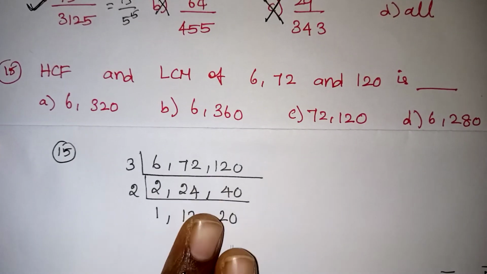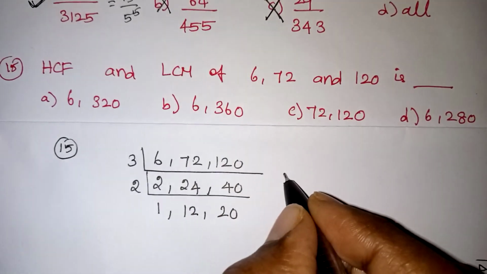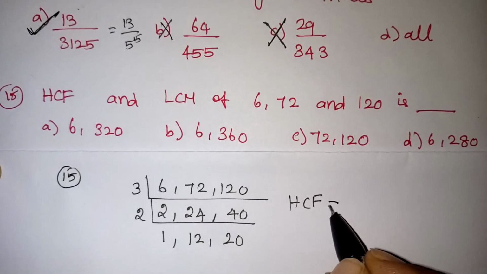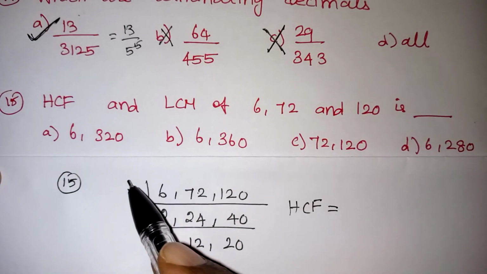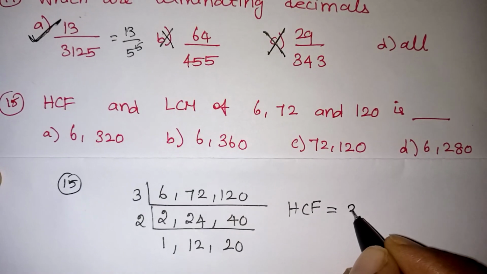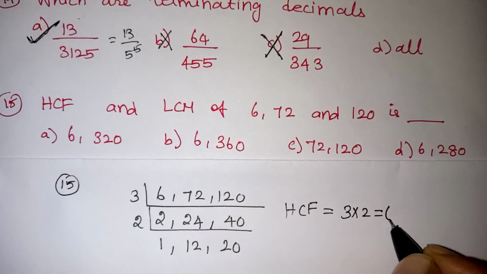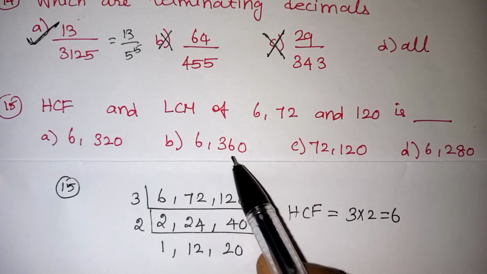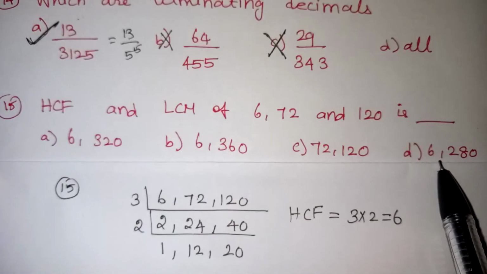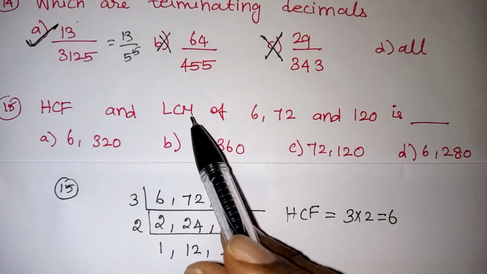Now from this one up to this, the HCF division is over. So HCF is nothing but only these numbers which are coming out as common. So 3 into 2 will give you 6. So HCF is 6, but all 3 options have HCF 6. So definitely we have to check the LCM value also.